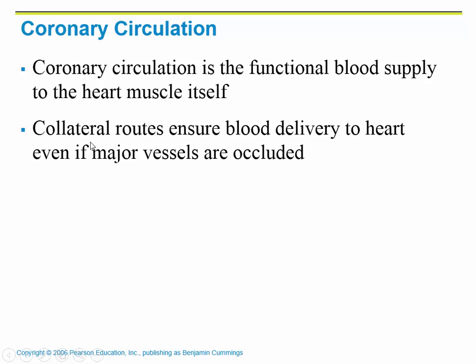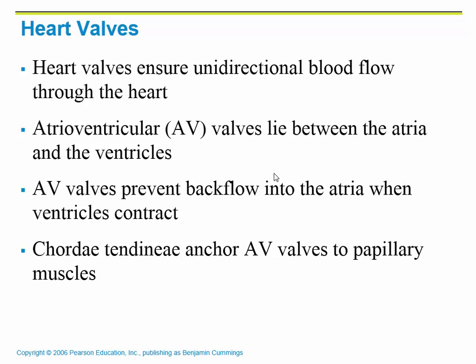Now, if something is occluded, occluded just means blocked. So if one of the coronary arteries is blocked, we have collateral routes to ensure blood delivery. We have these kind of offshoots where we can go around the occlusion. But if we can't get enough blood to the heart, then this can cause a heart attack, or people need to get a stent to open up that coronary artery.